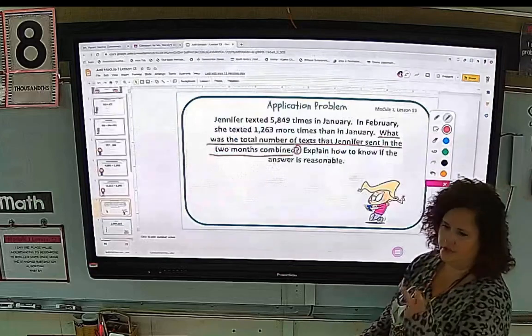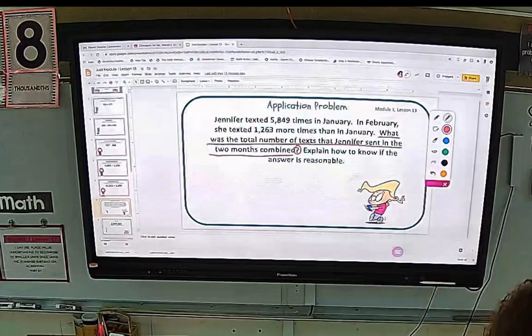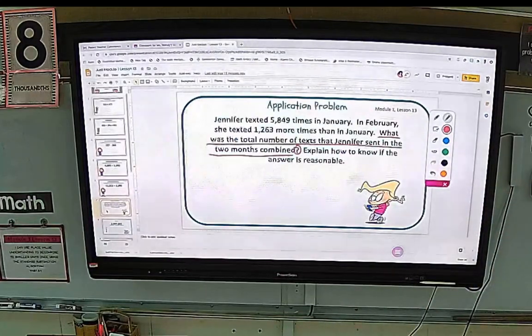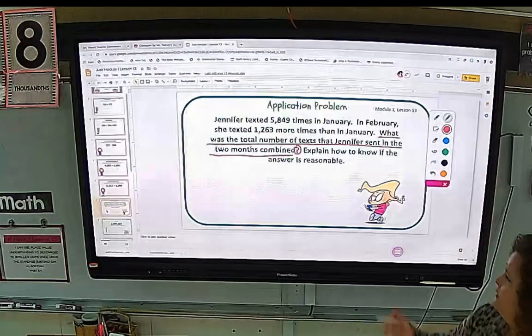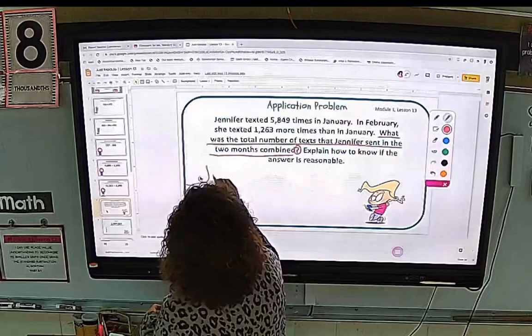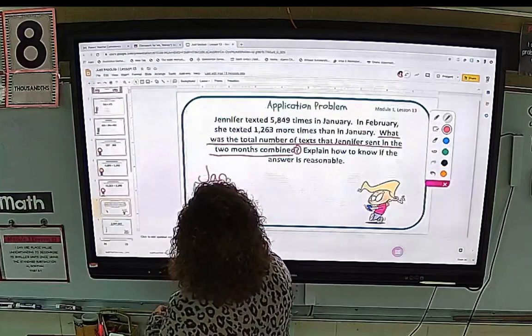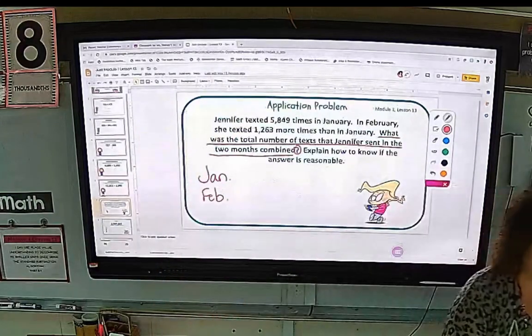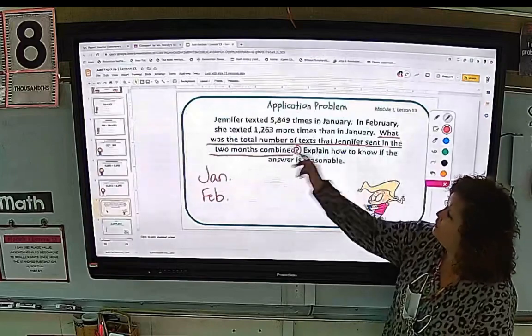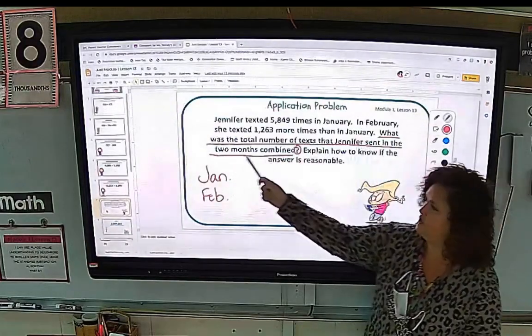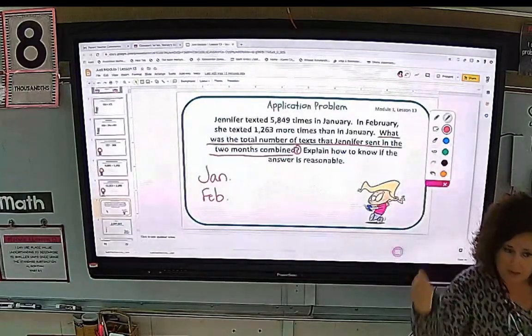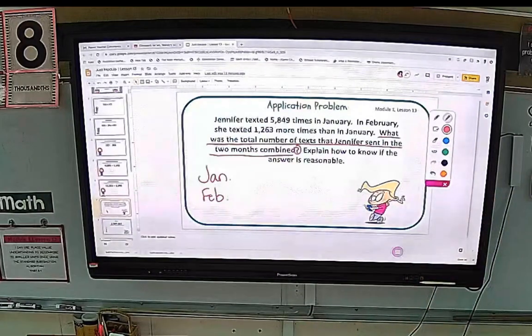Okay. There are 2 months that we're trying to figure out how, if we put all of her text together, we want to know how much she texted in those 2 months. The month of January and the month of February. Right? Because the question says, what was the total number of texts that Jennifer sent in the 2 months combined? So if we have the right January number and the right February number, all we do is put them together. So who knows the January number?